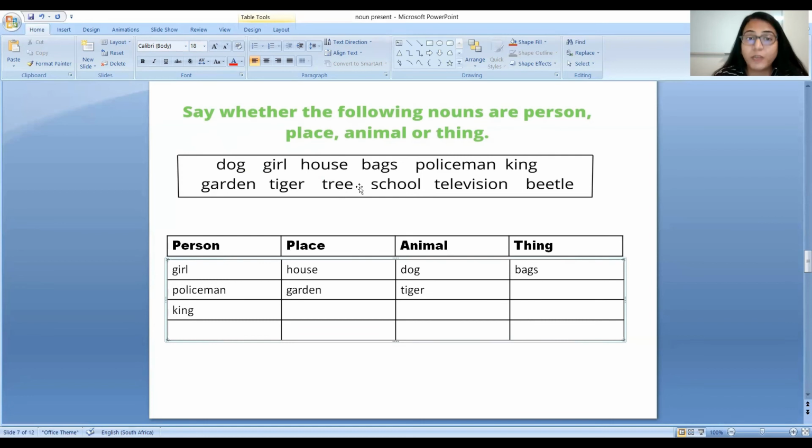Now, a tree. Tree is a thing. That means it will come into the category of thing. And a school. School, where we all go, and it's a place. That means it will come into the category of place. Television. Television is a thing. So we'll come here. Now the beetle. And beetle is an animal. That means it will come here.